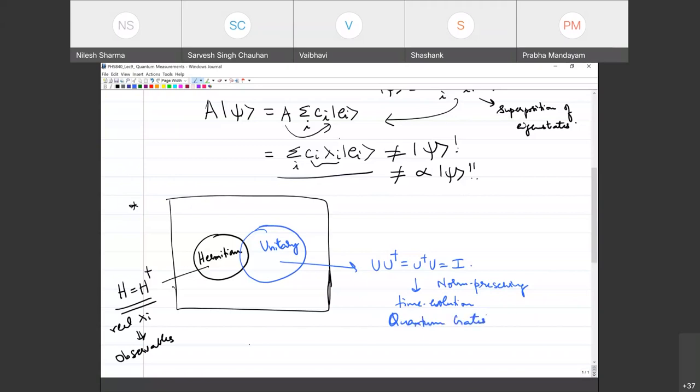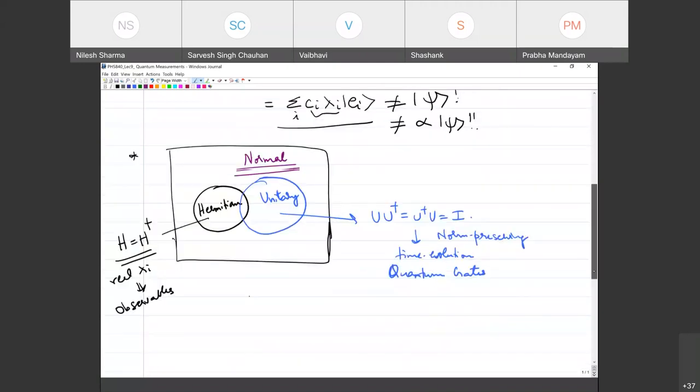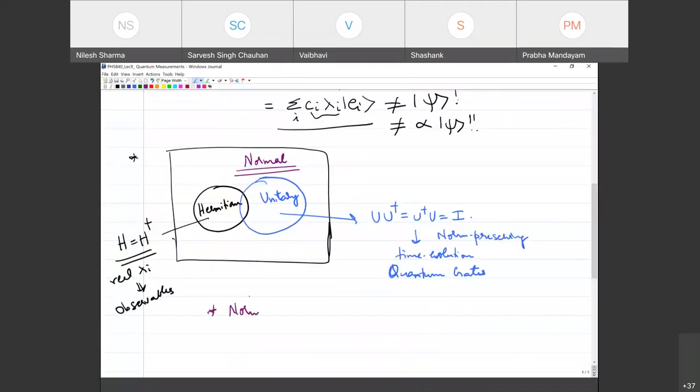Now, there is a commonality between both these classes, and that's why I'm drawing this bigger box out here. The commonality is that both these operators correspond to a class of operators called normal operators. A normal operator is one that commutes with its adjoint. If you remember, we noted this kind of property earlier for the Hermitian operator, when we were trying to take the exponential of the Hermitian operator. This is true for the unitary operator also.